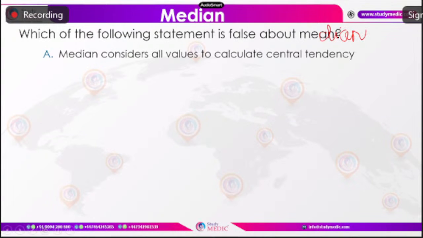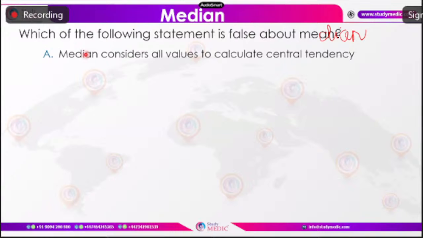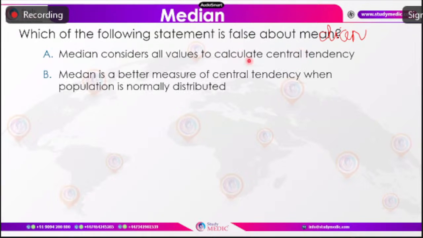Median considers all values to calculate central tendency. No, median will not consider all values to calculate central tendency. It is wrong. Median is a better measure of central tendency when population is normally distributed. This is also wrong. Actually, median is a better measure of central tendency when the population is not normally distributed, because it is not affected by the extreme outlier.